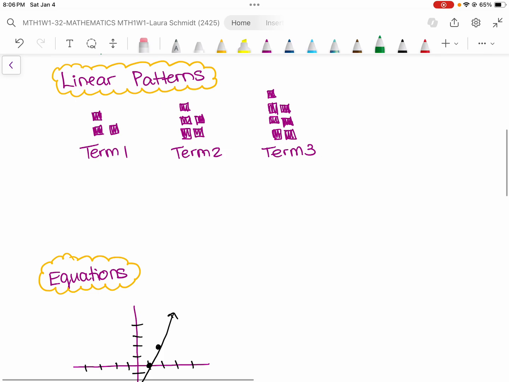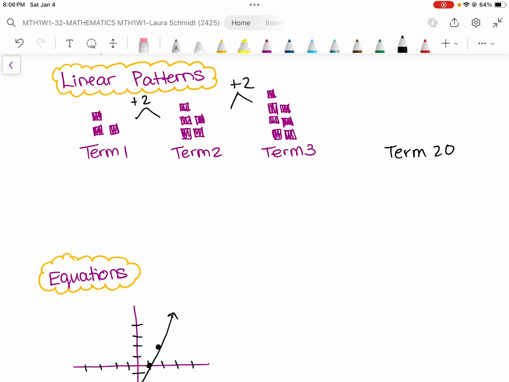Then we also looked at linear patterns. So if you have a pattern where you have 3 tiles, then you have 5 tiles, and then you have 7 tiles, we can tell it's linear because it's increasing by a constant amount. So this looks like it's going up by 2 tiles every time. So we could graph a linear pattern. We could write the equation of a linear pattern. We could figure out how many tiles there will be at term 4, term 5, term 20. And we can do that by just seeing what the pattern is composed of.